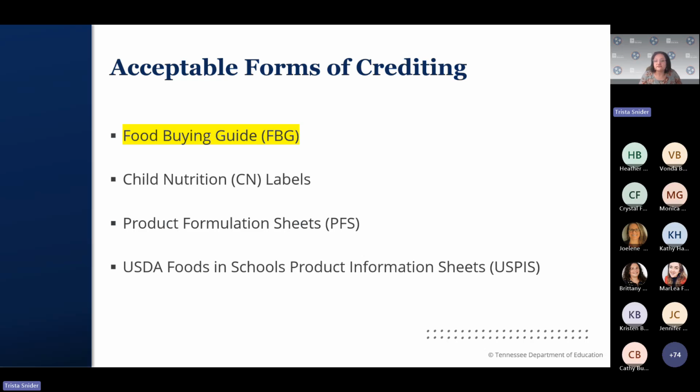There are 4 acceptable forms of crediting: the Food Buying Guide, which we're discussing today, child nutrition labels, also known as CN labels, product formulation sheets, and then lastly, the USDA Foods in Schools product information sheets. And those are specifically used for brown box commodities or US foods.